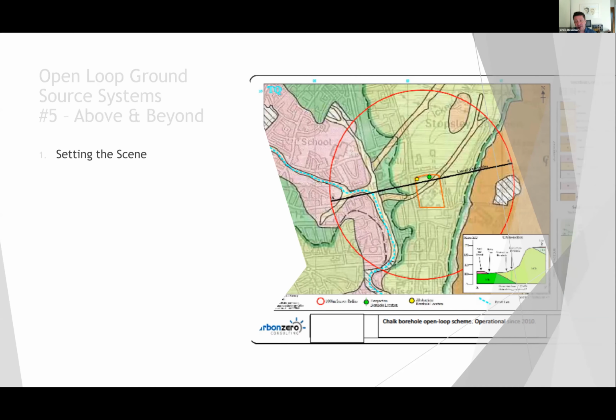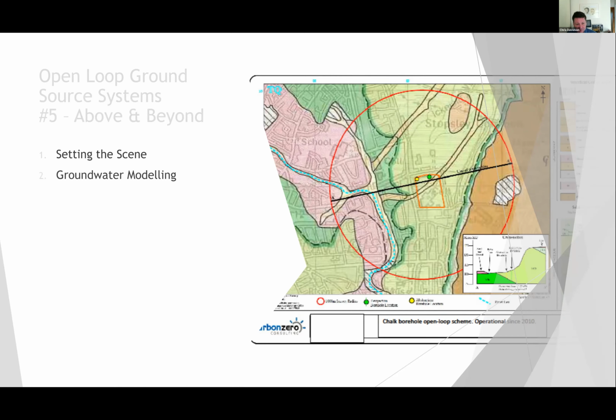In session 1, it was myself. The idea of that session was to allow you to understand the decision-making process to get to the point where we're considering open loop as our primary option for that project. The key messages there were: how much water do we actually need to deliver the heating and cooling loads that we are looking at? How much water is available in the ground, or how much water do we think is available in the ground? And it gave you some ideas about what these systems actually look like.